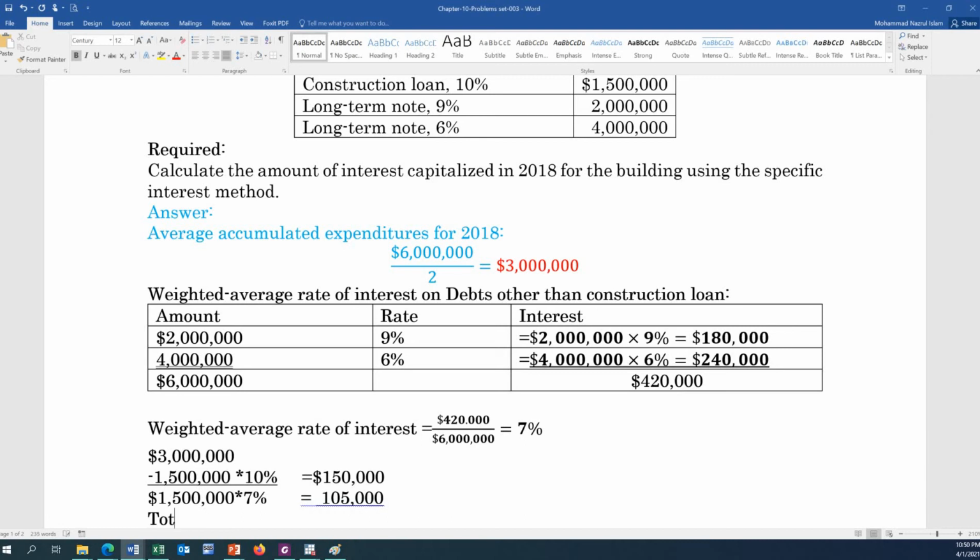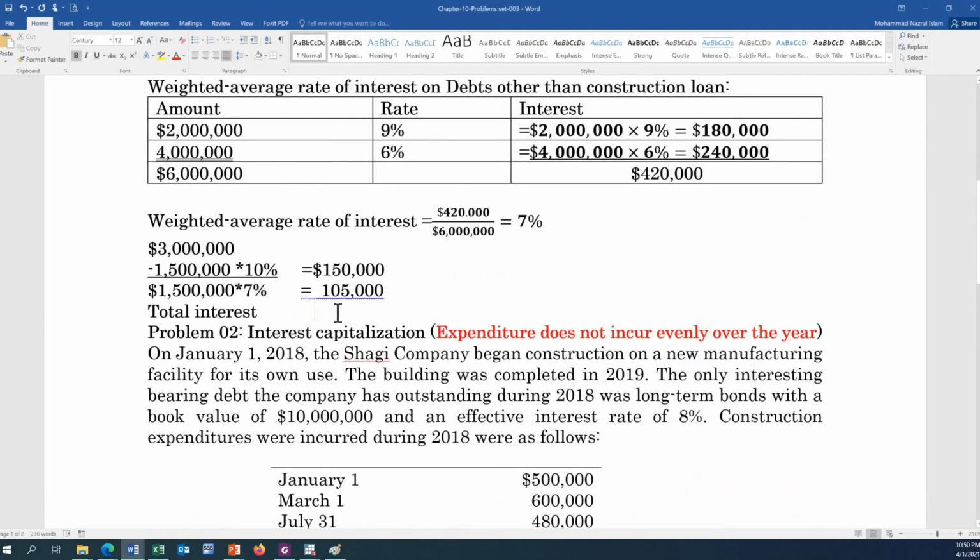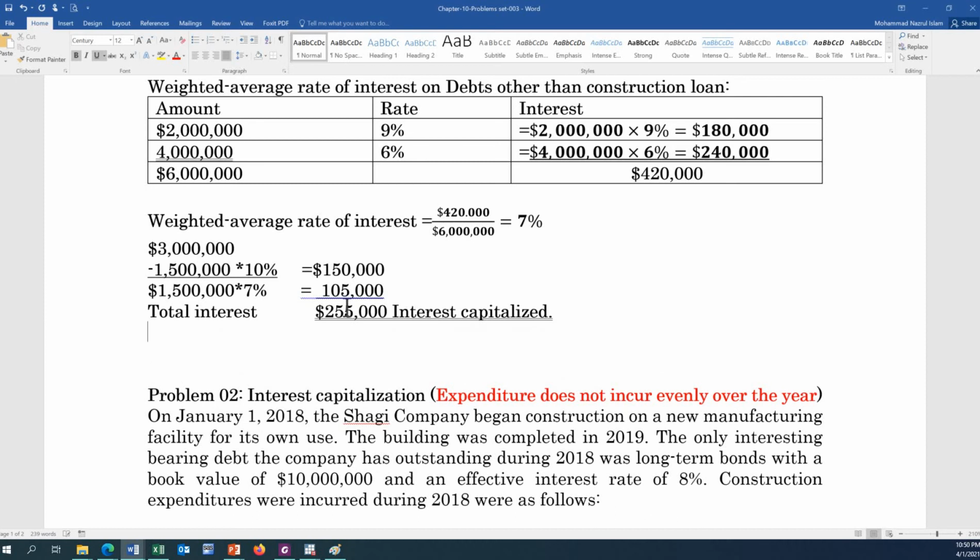So total interest would be equal to how much? Total interest would be equal to 255,000. This is the amount of interest we will be capitalizing, the interest capitalized.